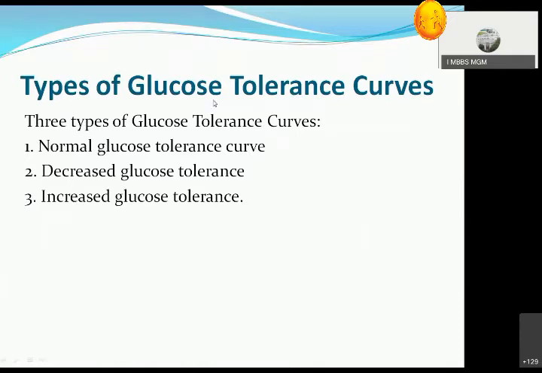So, types of glucose tolerance curve. 3 types of glucose tolerance curves are there. One is normal glucose tolerance curve, decreased glucose tolerance, and increased glucose tolerance. We will see one by one.